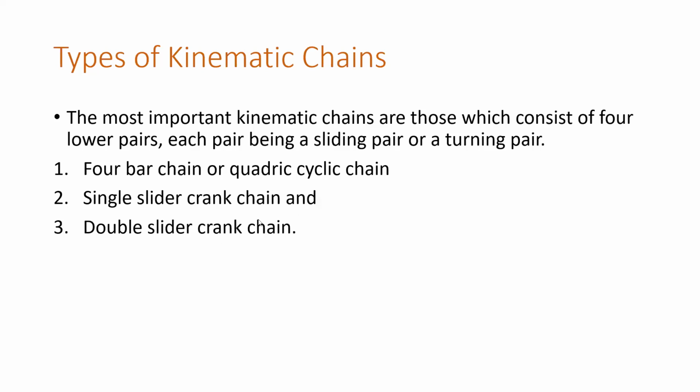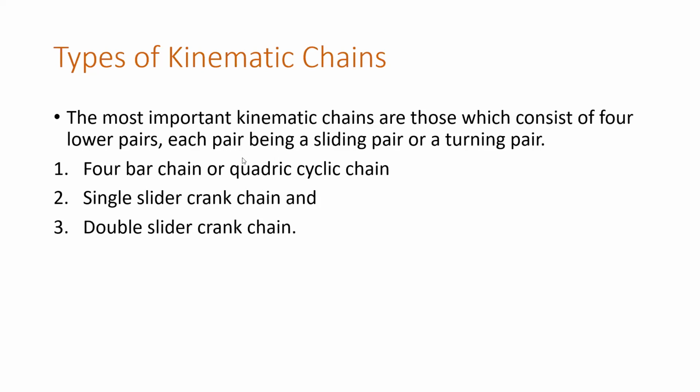Okay, we will see that. And there is another basic kinematic chain, that is the double slider crank chain. In this particular kinematic chain, there are 2 elements which are sliding with respect to other links. All these kinematic chains give many inversions of the mechanism which are used in different applications. So let us first start with the 4 bar chain.